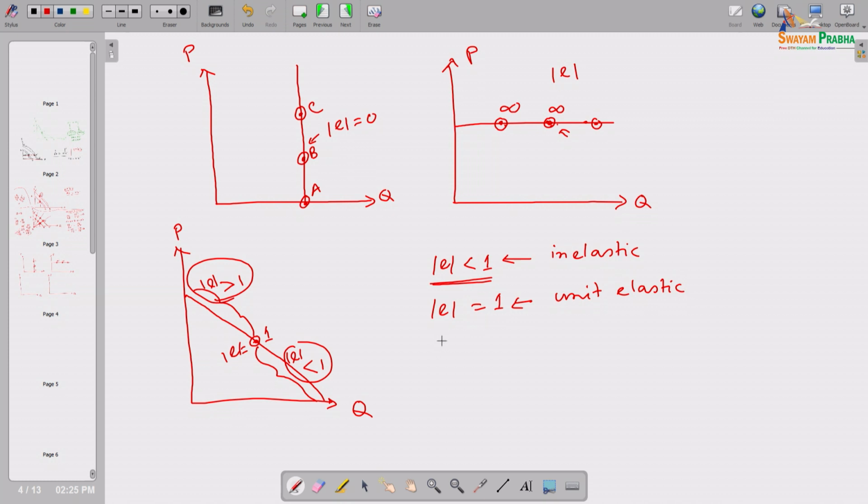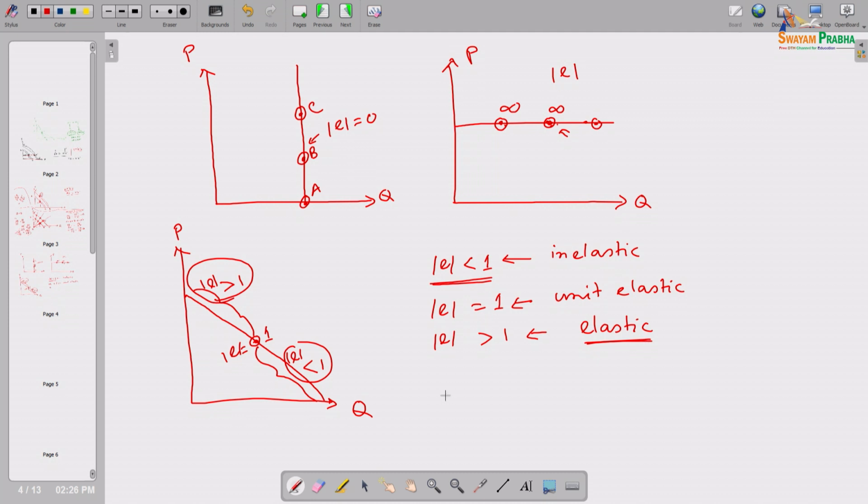Okay. And when this E value is greater than 1, you can easily understand, it will be called elastic. If a commodity for which my own price elasticity of demand is more than 1, we will call that my demand for that commodity is elastic, in that way.